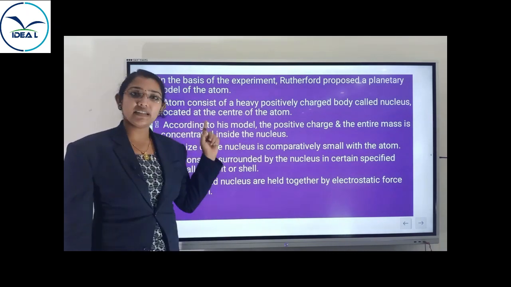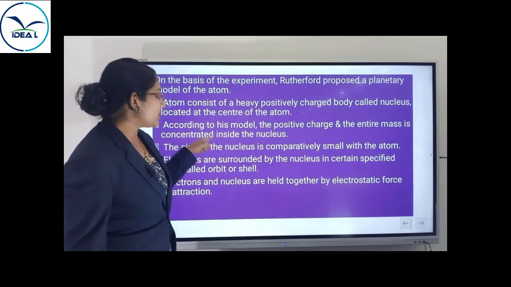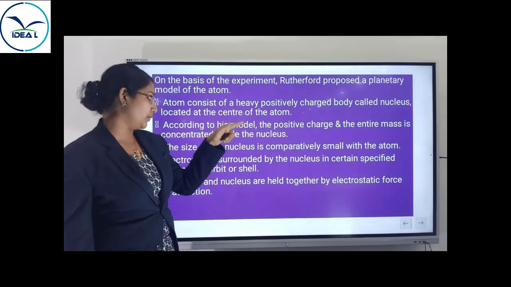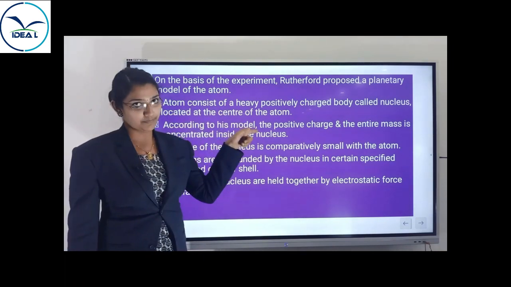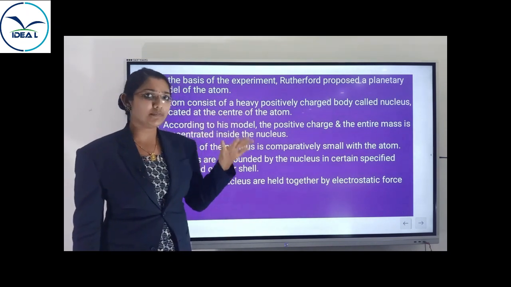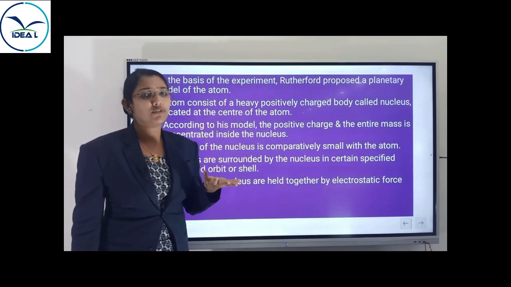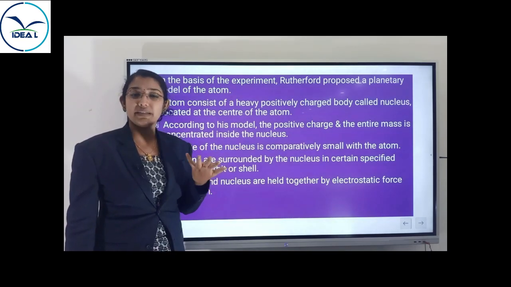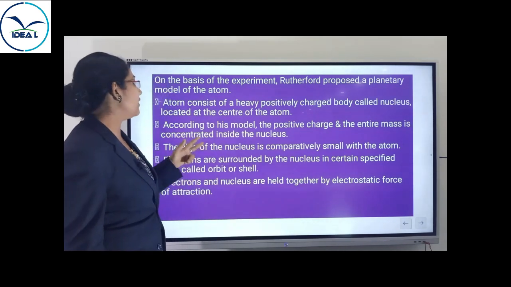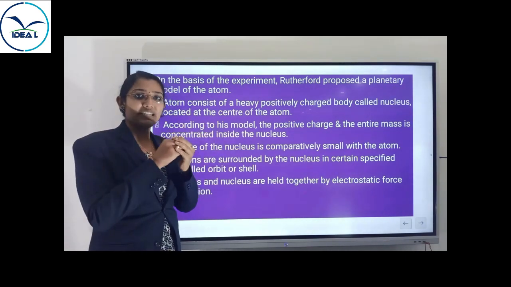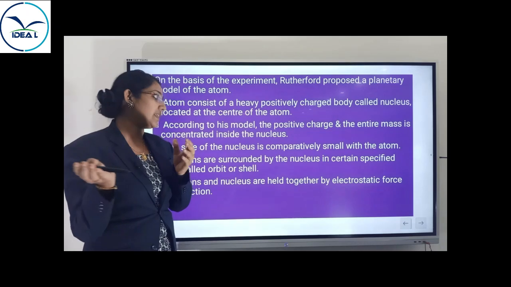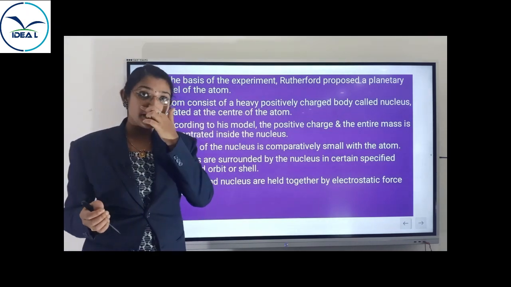From these observations and conclusions, some of the postulates of Rutherford are: the atom consists of a heavy positively charged body called the nucleus located at the center of the atom. Before that, most of the space in an atom is empty, which is also a postulate of Rutherford's atomic model. Then the second one is that the atom consists of a heavily positively charged center, so that some of the alpha particles get deflected back, called the nucleus, located at the center of the atom.